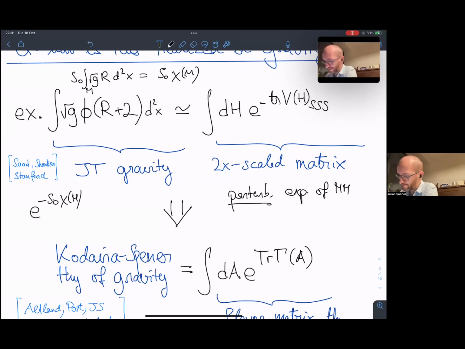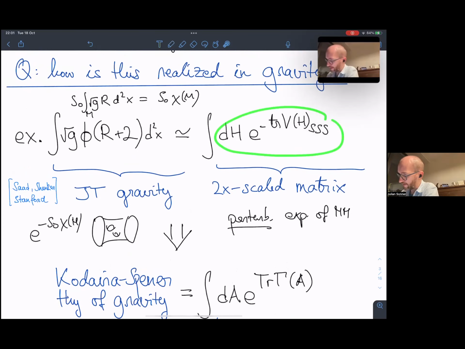Meaning that every term you can calculate here. So for example, you can calculate the space-time that has like 2 boundaries, and then has like a crazy kind of topology in the middle. This is in one-to-one correspondence with quantities that you can calculate here in this matrix model.